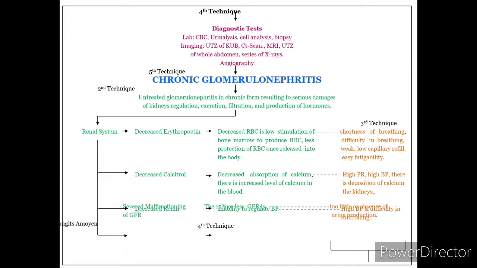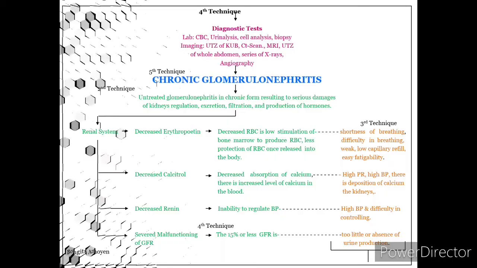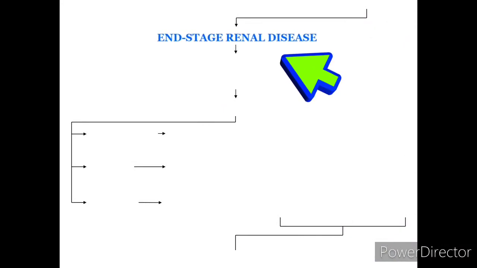Then the last one is severe malfunctioning of GFR. GFR is glomerular filtration rate, the best indicator whether the patient is having a failure or not. But in this case, 15% or less is indicative of serious renal kidney failure. And because of the clinical manifestations, and look at the last, too little or absence of urine production, it can directly lead to the diagnosis of end stage renal disease. Now, you already know how end-stage renal disease happens. It originates from, or is a complication of, chronic glomerulonephritis.